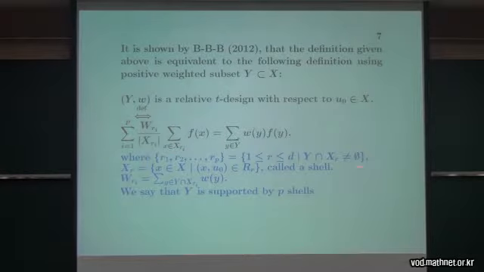So this is a set defined by this one, and w_{ri} is the subtotal of the weight function on Y intersected with X_{ri}. In such a case we say that Y is supported by p shells. If this equality holds for any function f up to degree t, then we call (Y,w) a relative t-design.